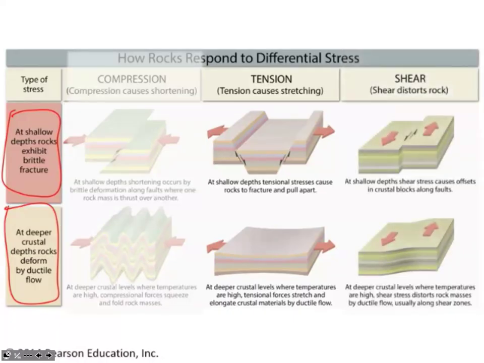Lastly, there's the possibility of shear. Shear will produce transform faults in the shallow crust, and the rocks will end up producing shear zones in the deeper crust.